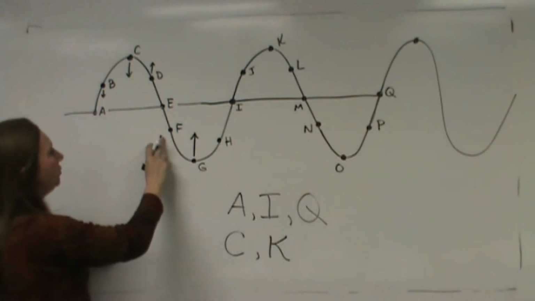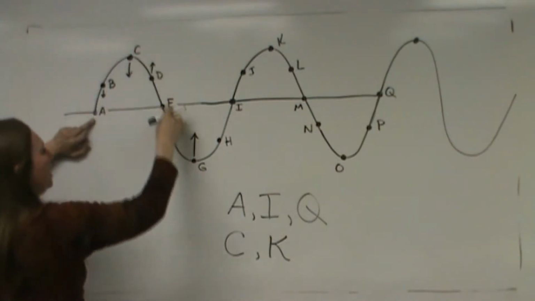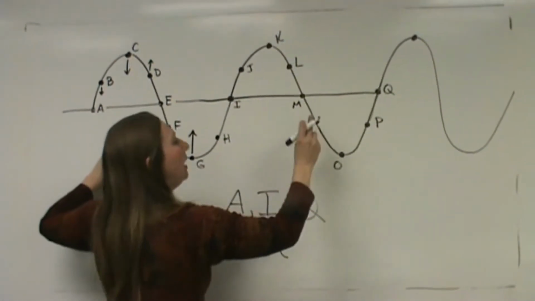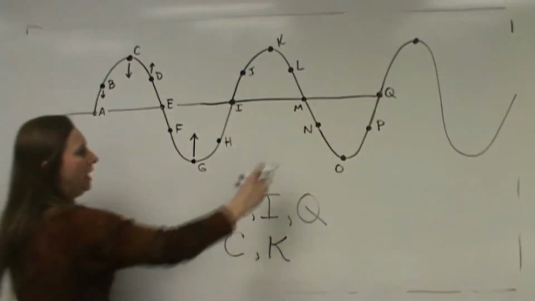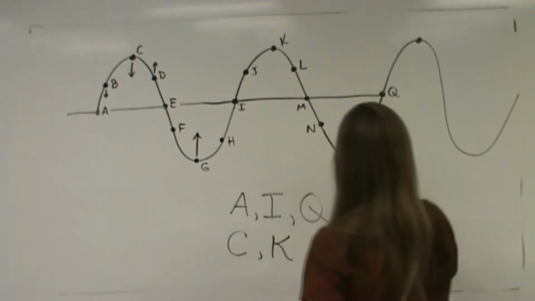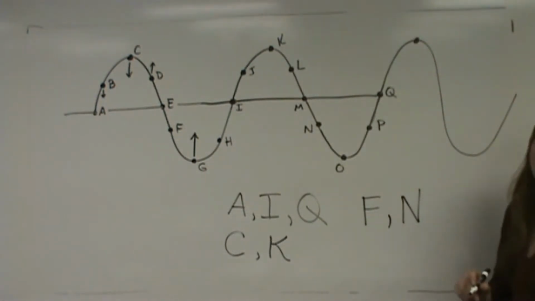Who is in phase with F? Now, you have A, you go up to C, and then down to F. So here's I, up to K, and then down to N. N is in phase with F. F and N are in phase with each other.